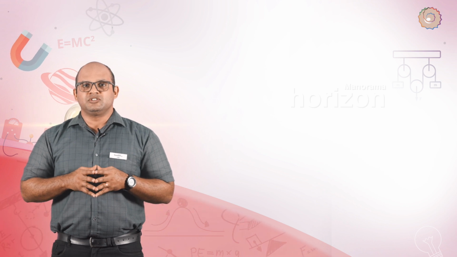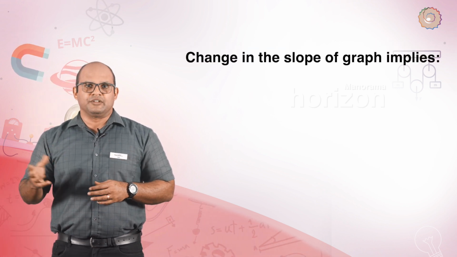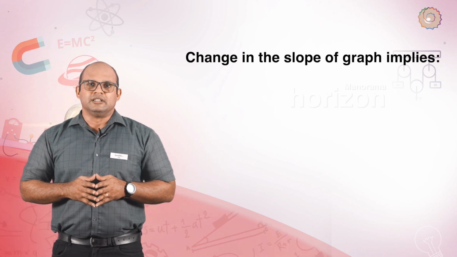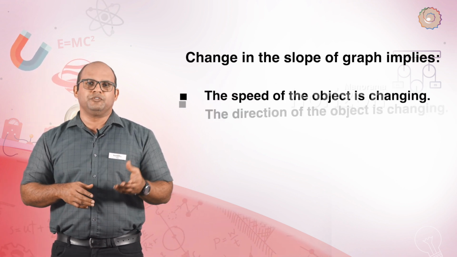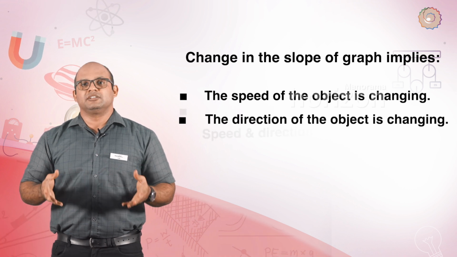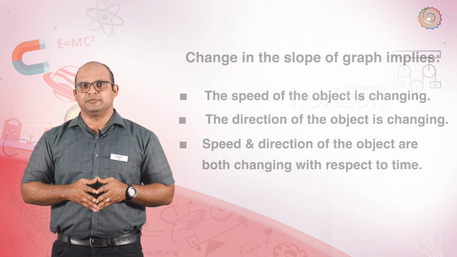A change in the slope of the graph can imply one or two or both things. That is, the speed of the object is changing, the direction of the object is changing, or the speed and direction of the object are both changing with respect to time. So let us see a simple case, the velocity time graph for an object traveling at constant velocity.